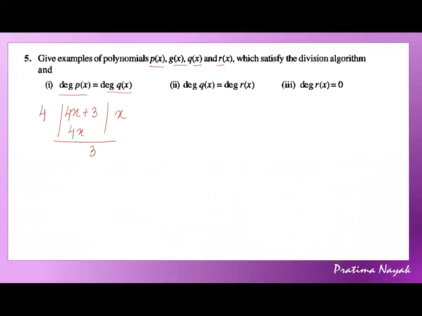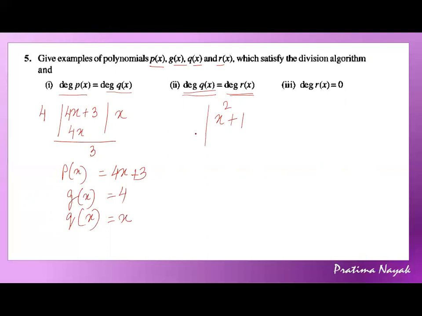So what I'll write is the whole thing. p(x) is equal to 4x plus 3, g(x) is equal to 4, then q(x) is equal to x. Now coming to the second one, the degree of the quotient is the same as the degree of your remainder. So I can write x square plus 1 dividing with your x square.